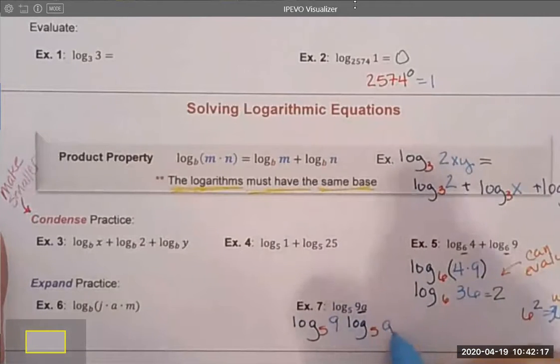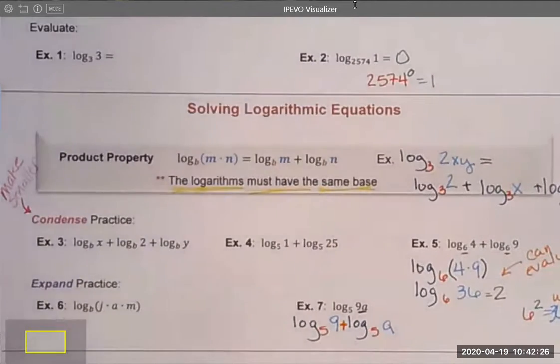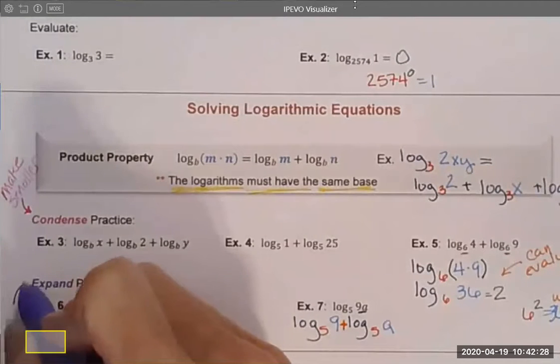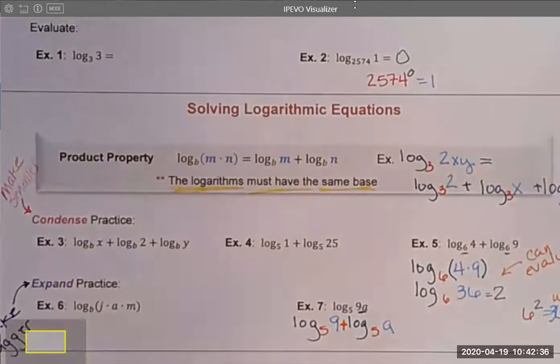I put a 9 in one of them, an A in the other, and I'm going to remember that these are being added. And that's called expanding my expression. Put that note over here. Expanding means that we are making it bigger. And folks, that's how we use the product property.